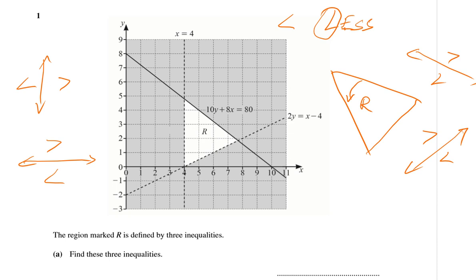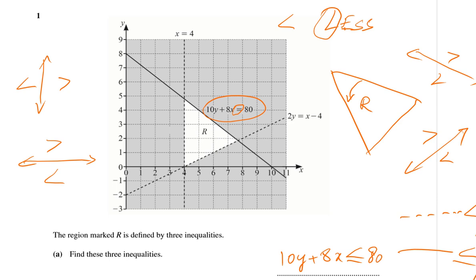So this inequality will be replacing the equal sign, replacing this equal sign with lesser than and equal to. If you have a dotted line, you just use less than or greater than sign. If you are using solid lines, you will use lesser than or equal to and greater than or equal to signs. So we will be using the lesser than or equal to sign over here.